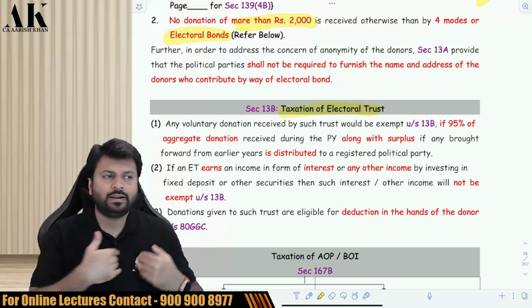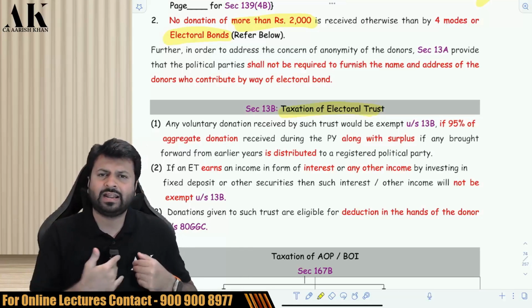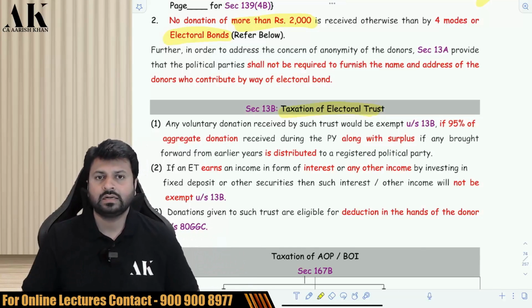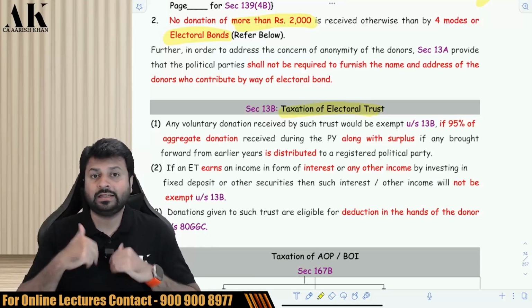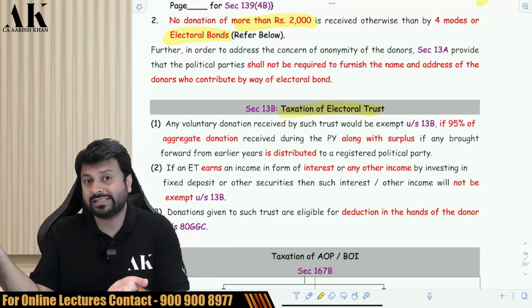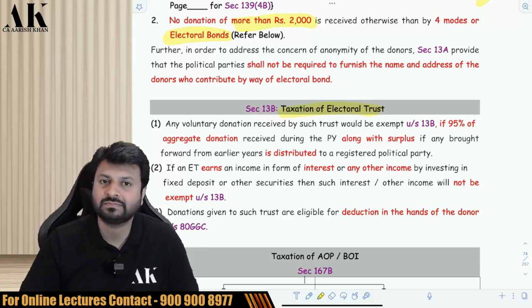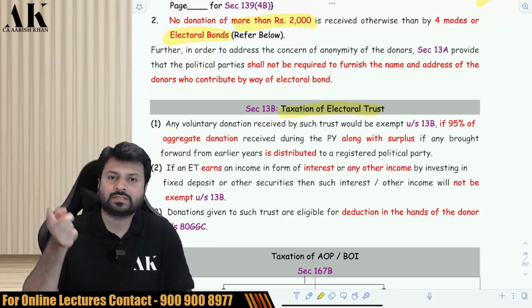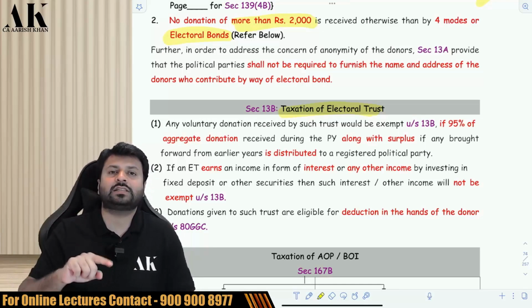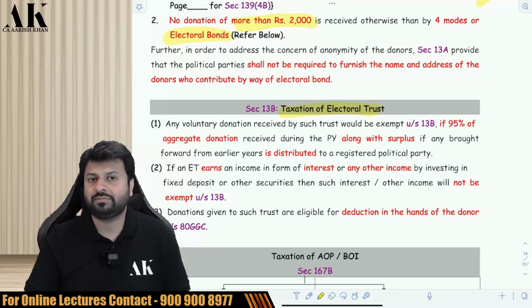So receive 100, give 95. Suppose I receive 100 and I gave 96, all fine. Now next year I again receive 100. Then next year you have to give 95% of 104, that is the current year donation plus last year's surplus of 4 rupees. So you have to give 95% of the current year donation plus whatever surplus is left from last year.